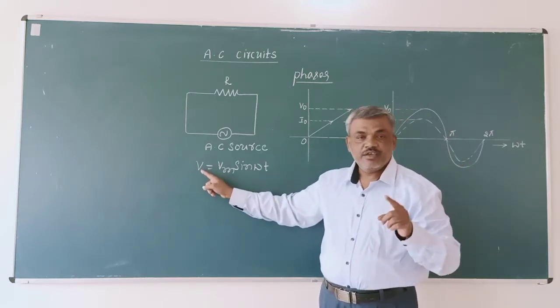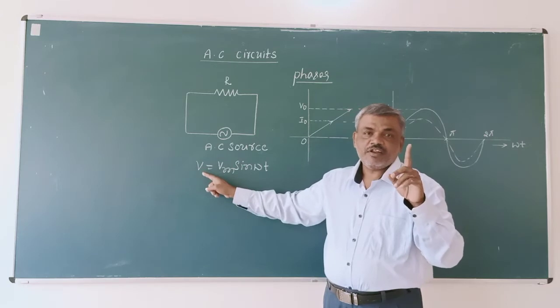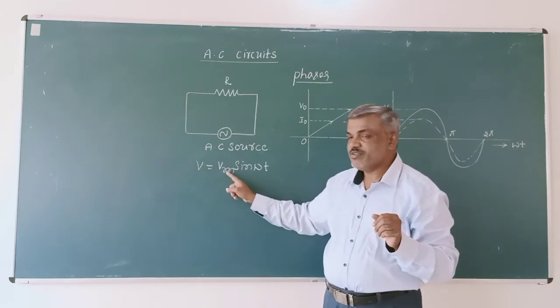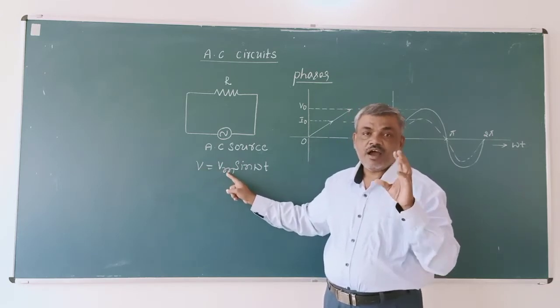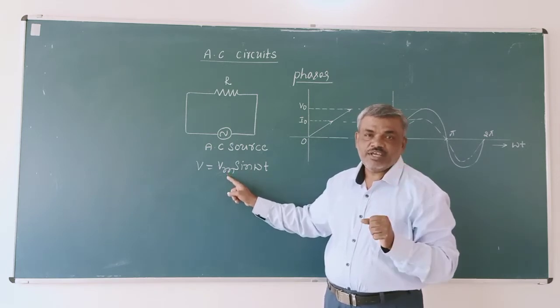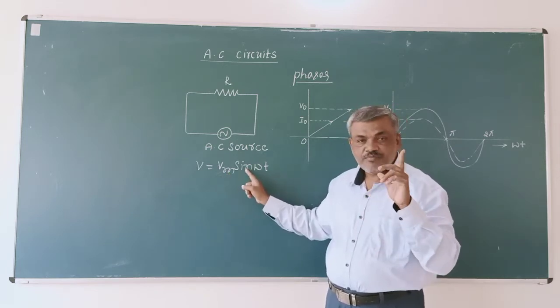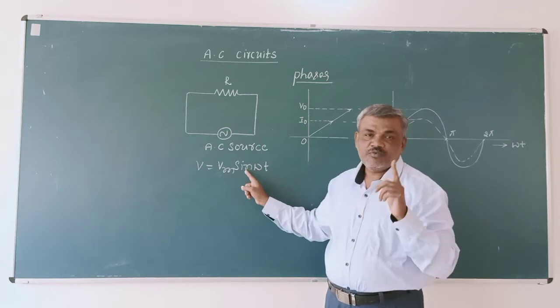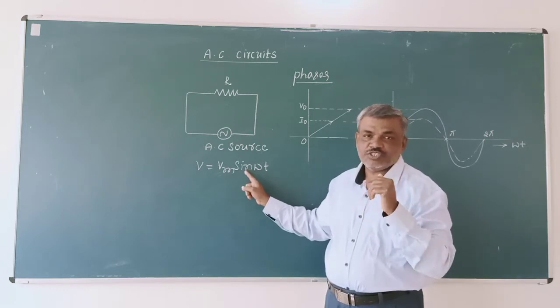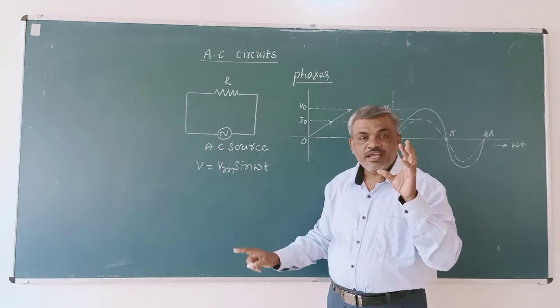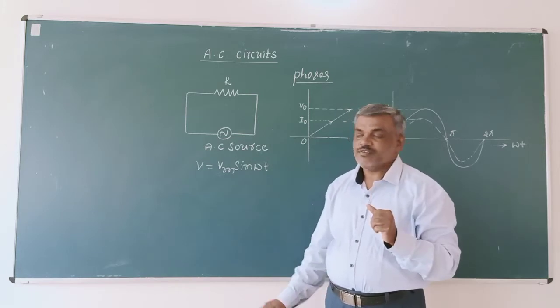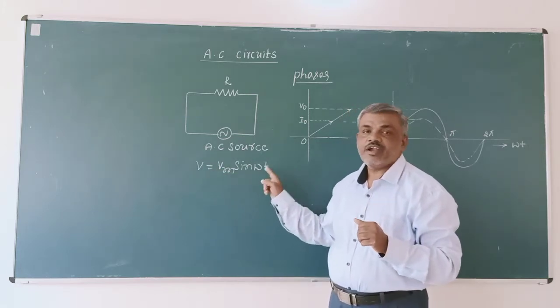V is the instantaneous value of the alternating voltage. Vm is the peak value or amplitude of the alternating voltage. Sine is a simple harmonic function, so the voltage varies like a sine function. Omega is the angular frequency of the AC. So V equal to Vm sin omega t.